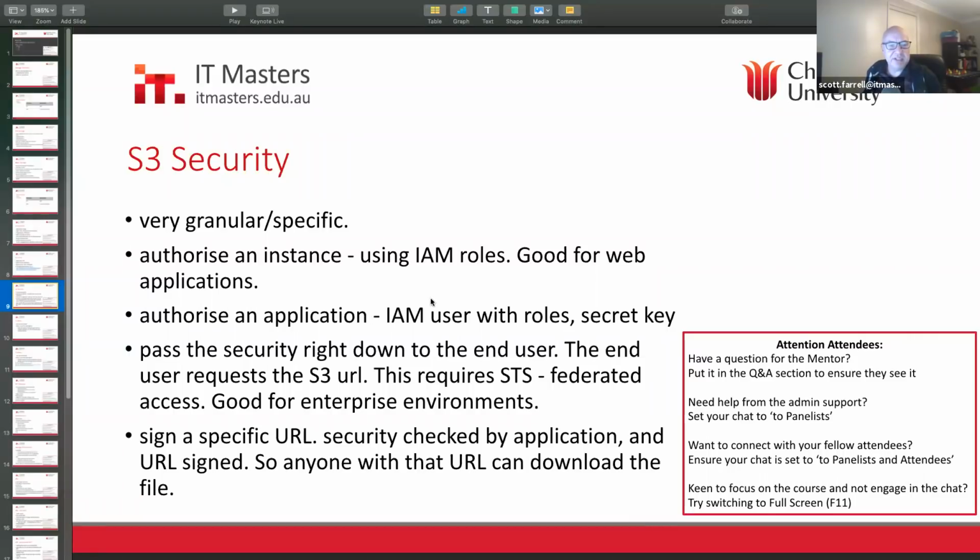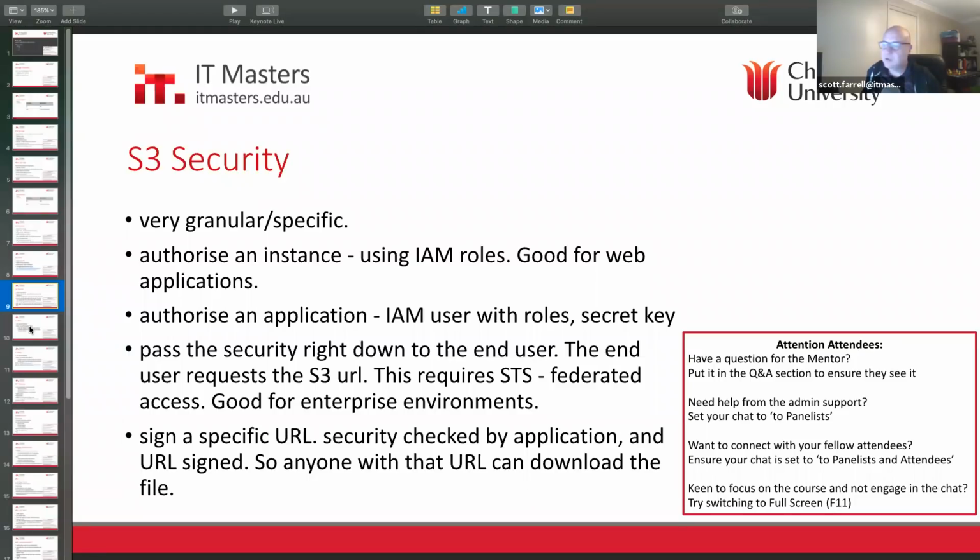You can authorize applications either with the roles or using a secret key and access key, which is like a username and password. You can pass the security rights down to the end user, but to do this you need to use STS, which is federated access. So if you're in a Microsoft environment and you want to store files on S3 and have their Windows permissions pass through, you can use STS and some shared credentials. And you can also sign a specific URL so that if you've got the URL and the signature that goes with it, you can access the file.